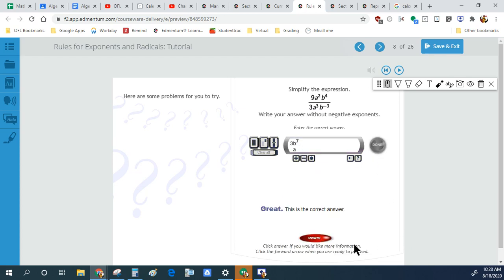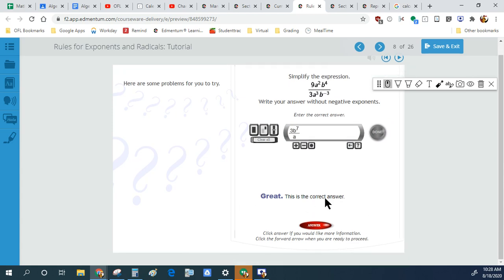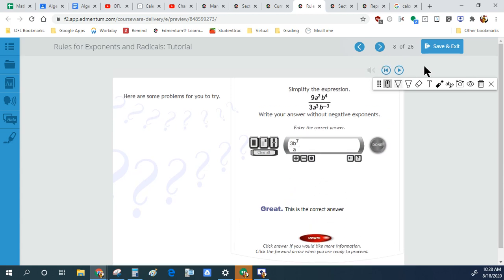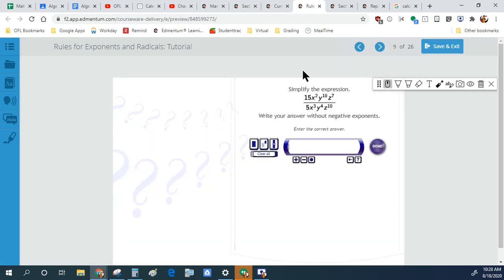So if I'm doing this, click done, and it says my answer is correct. So moving on. Oof. Now they're doing it with 3 different things. So I'm going to do all of these separately. I'm going to do my coefficients first. Then I'm going to do my x's separate, my y's after that, and then my z's after that. So how many times does 5 go into 15? 5 going into 15, that's going to be a 3.